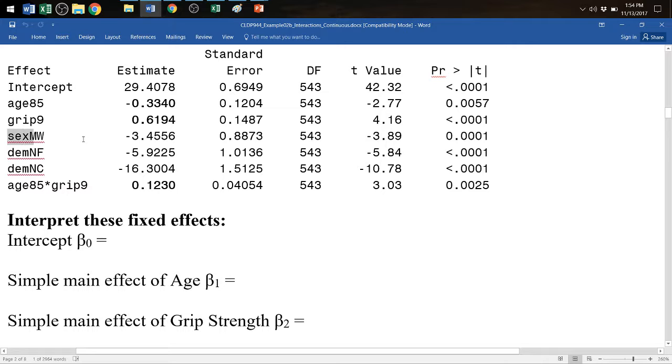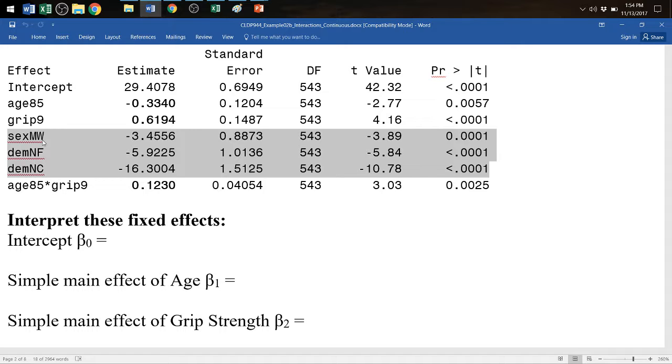Let's do the main effects here that are unconditional. So I would call these just main effects or marginal main effects, unconditional main effects. The idea is that sex and dementia group do not interact with anything. So the sex fixed effect of minus 3.4 is the gender difference between all people. And it's coded such that men are the 0, women are the 1. So who is lower, men or women? Women, yep.